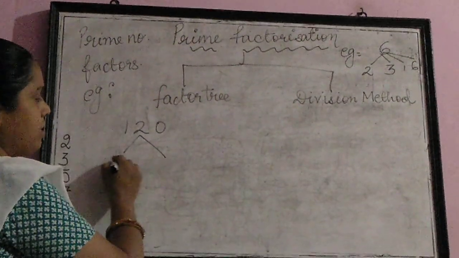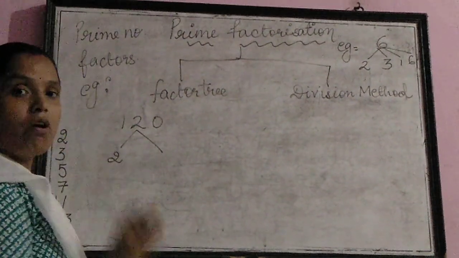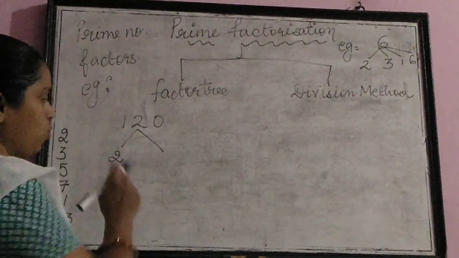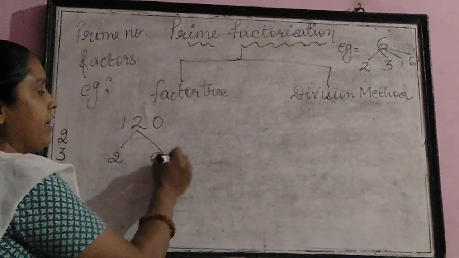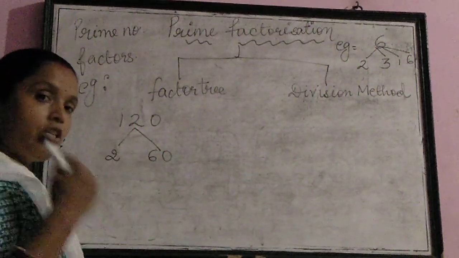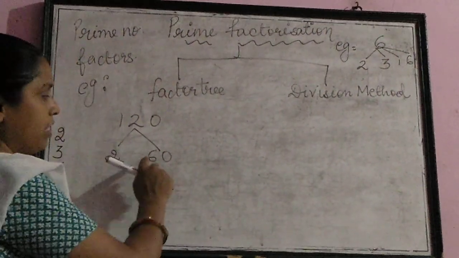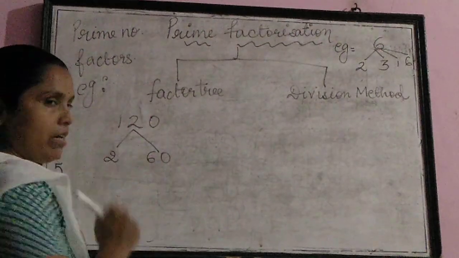Now here I will start with 2 because my last digit is 0. That means it comes in the table of 2. So my next one will be 2. In the table of 2, 120 comes 60 times. If you don't know, you can do it with mental calculation: 12 comes how many times in the table of 2? It comes 6 times, so 6 here and 0 as it is.